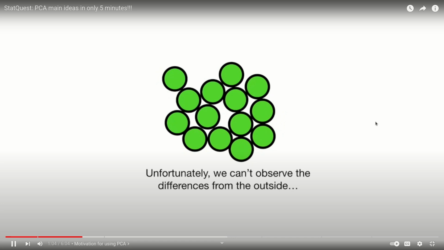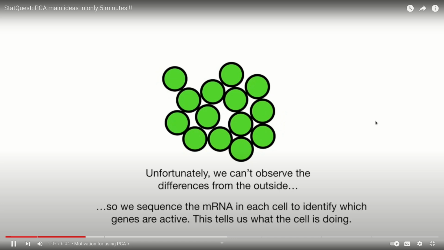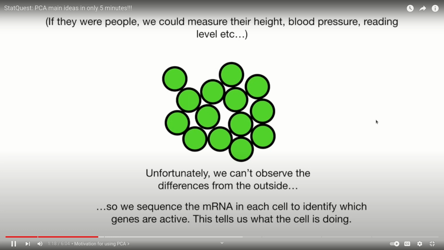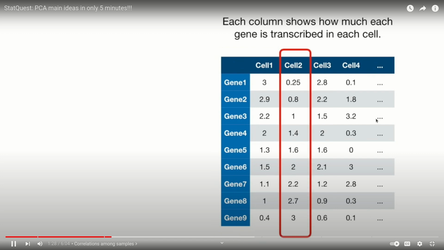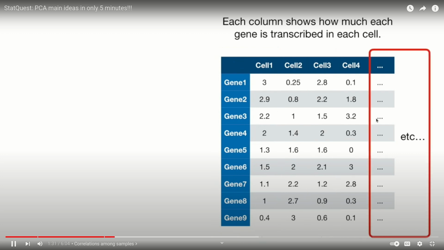Unfortunately, we can't observe differences from the outside. So we sequence the messenger RNA in each cell to identify which genes are active. This tells us what the cell is doing. If they were people, we could measure their weight, blood pressure, reading level, etc. Okay, here's the data. Each column shows how much each gene is transcribed in each cell.